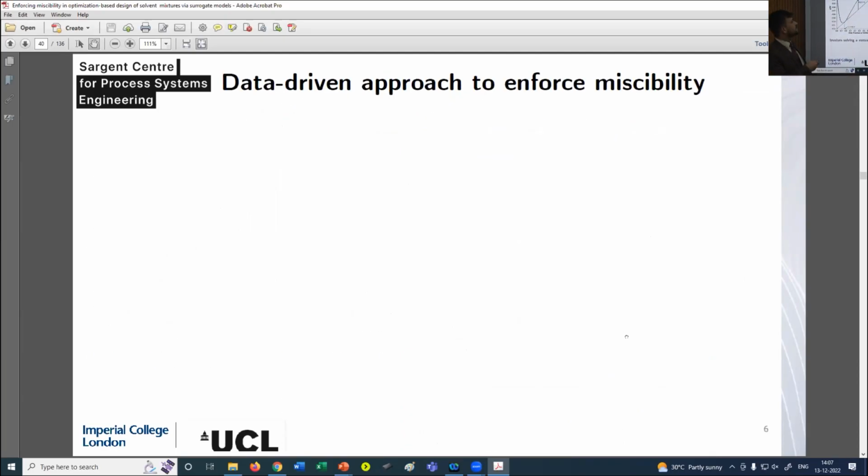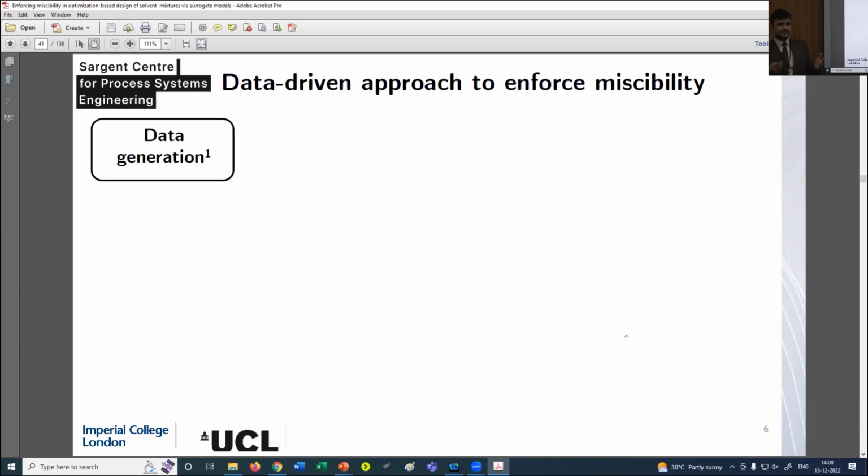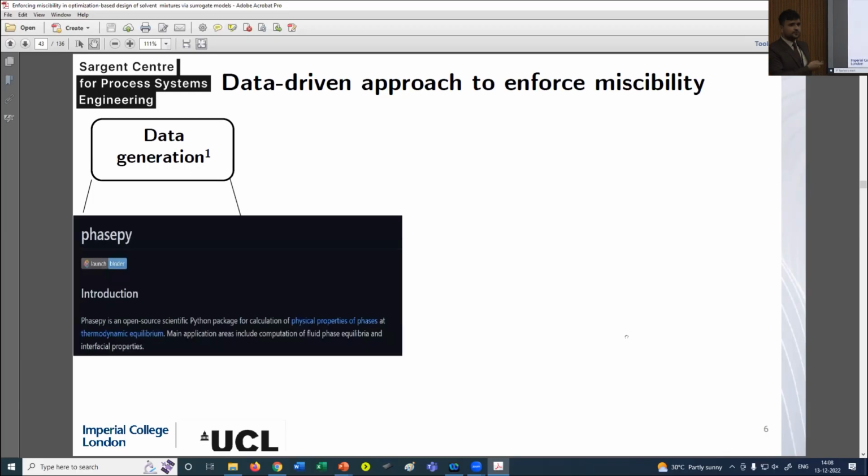So as with any data-driven approach, the first thing we need is data. So what we do to get this is we use an open source package called PhasePy, which is developed in Python, and it does fluid phase equilibrium calculations, and it has a routine built in to do the tangent plane distance calculations. So we take a list of solvent mixtures that we are interested in, and for each solvent mixture we generate a large number of points which correspond to the composition of the components in the mixture and the temperatures that we are interested in. And then we run the TPD routine within PhasePy to get the data on phase stability.